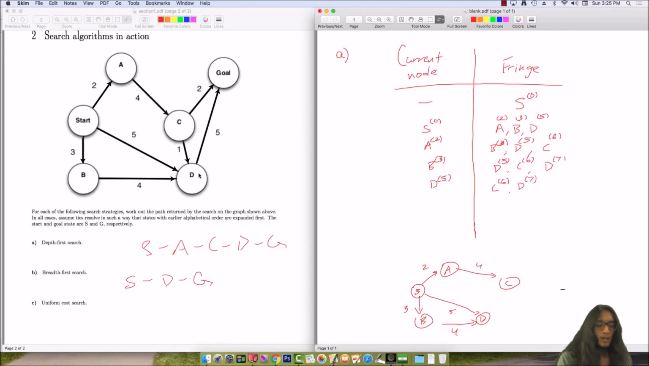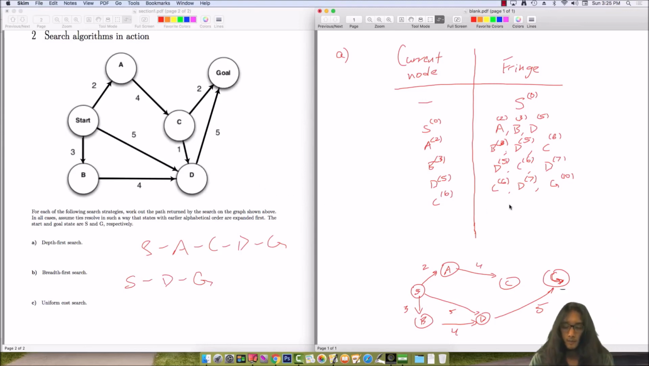We are left with C, the other D, as well as, what are the neighbors of D? Well, G is the only neighbor. So we also get this G over here. And what is the associated priority? It's going to be 5 plus the length of this edge, so it's going to be 10. And let's add G. What comes next? C comes next because it's the next lowest.